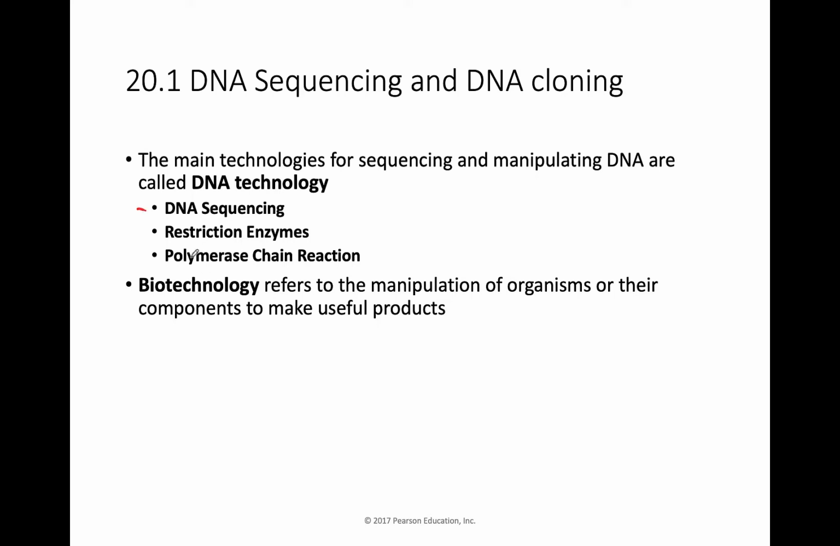DNA sequencing. This is the first step in DNA technology: what does the DNA actually say? Restriction enzymes are going to be used to cut DNA, to insert DNA into specific sequences. And then polymerase chain reaction. Restriction enzymes and PCR are both used for DNA cloning. A lot of the time, DNA is such a small molecule that we need to make copies of it if we're trying to work with a specific gene. So we want to make millions and millions of copies of it, and both of those will give us a way to do that.